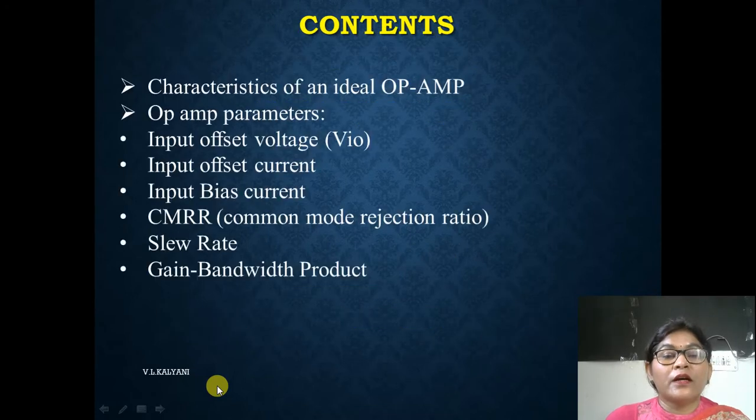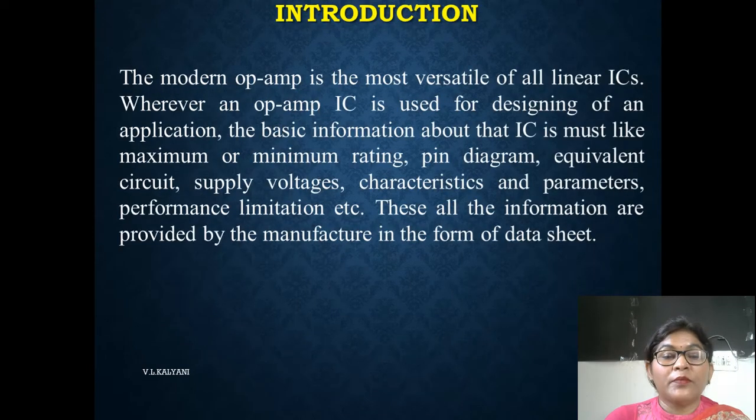The contents are characteristics of ideal operational amplifier parameters: input offset voltage, input offset current, input bias current, CMRR, slew rate, gain bandwidth product. So these are some important parameters of operational amplifier.